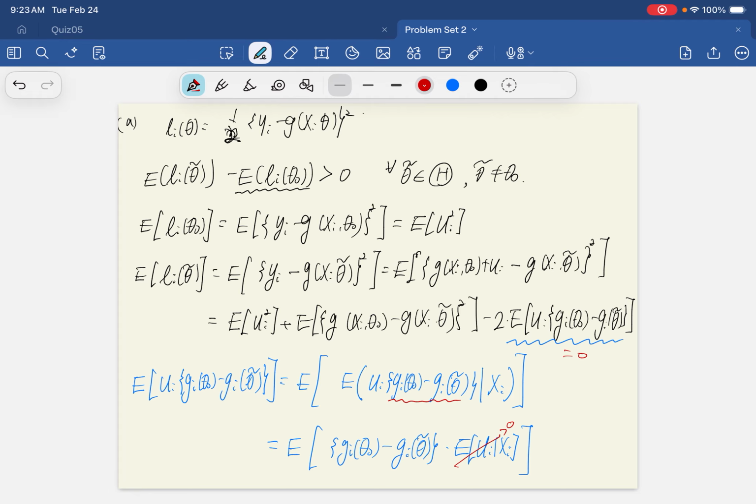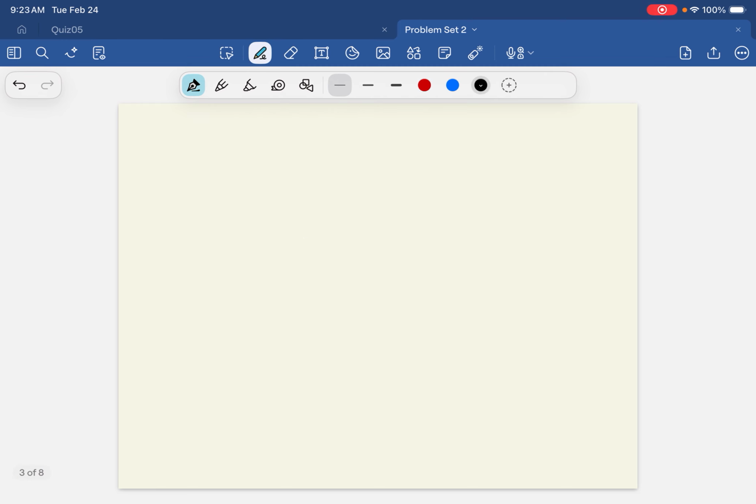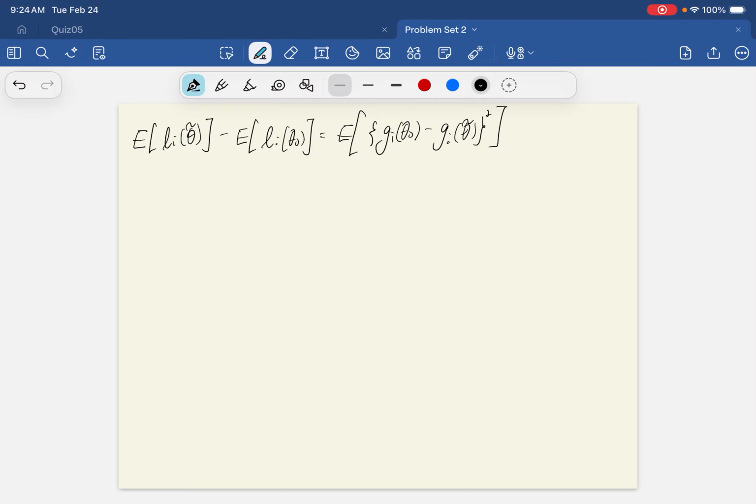Then now we have this term and this term, sorry, right? And of course, the expectation of u squared will be cancelled out, and as a result, what we get here is that the expectation of Li(theta tilde) minus the expectation of L(theta 0) equals the expectation of (gi(theta 0) minus gi(theta tilde)) squared. Okay, we have to show that this is strictly positive.